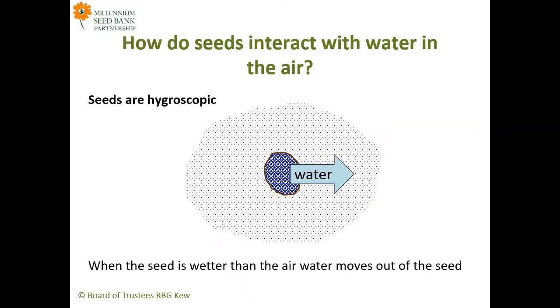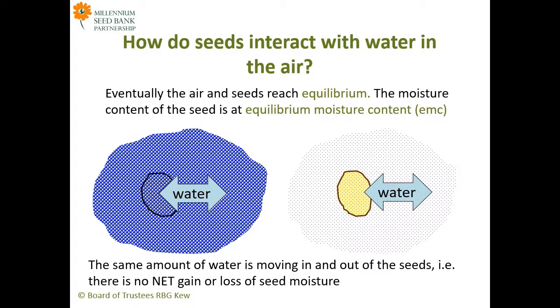The greater the difference in moisture content between the seed and the air, the more readily the water will move. Eventually, a point is reached when there is no net movement of moisture between seeds and the air, and we call that the air and the seeds have reached equilibrium. At this point, the moisture content between the air and the seed is the same, so we say that the moisture content of the seed is at equilibrium moisture content, or EMC. And when the moisture content of the seed is at this equilibrium, we can also measure its equilibrium relative humidity, or ERH.